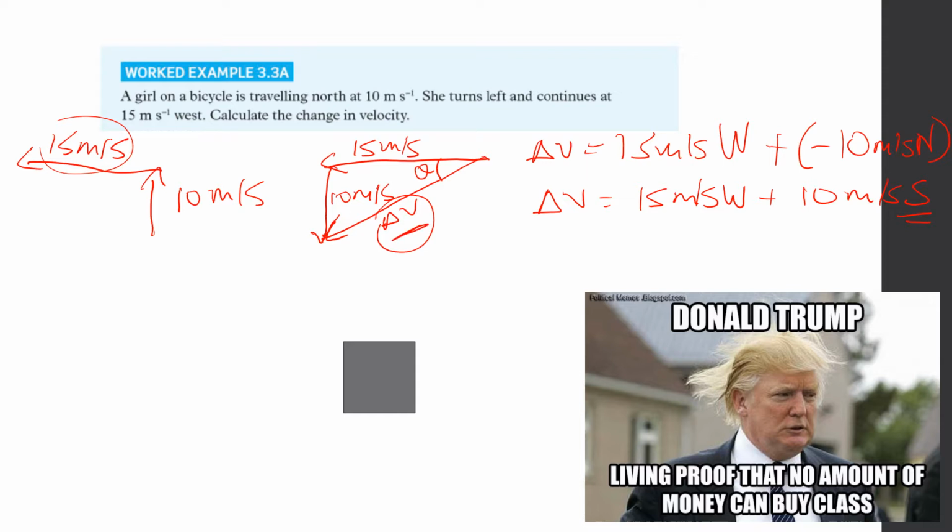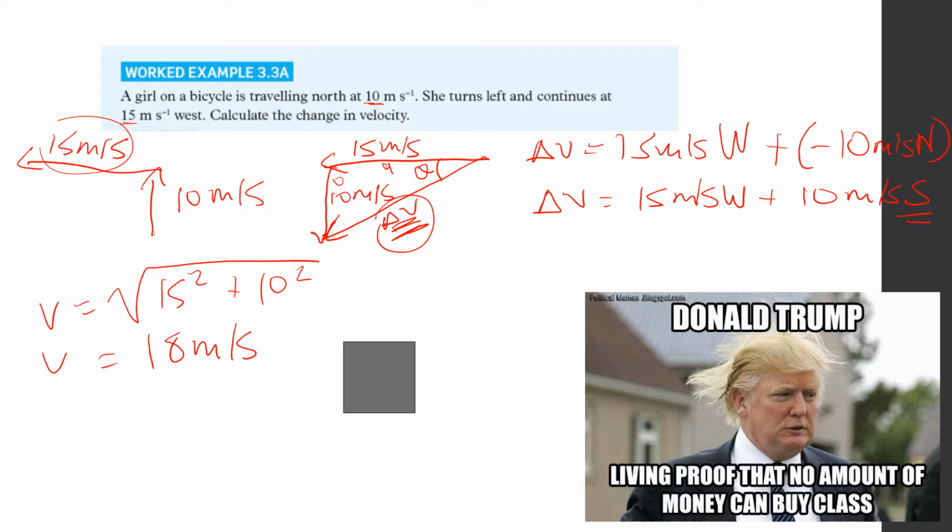So first of all, if we have, as we do here, the adjacent and the opposite, it would make sense to use Pythagoras to calculate this value here. So V equals the square root of 15 squared plus 10 squared, which works out to 18 meters per second. That's to 2 significant figures, because we have 2 significant figures here and 2 significant figures here.